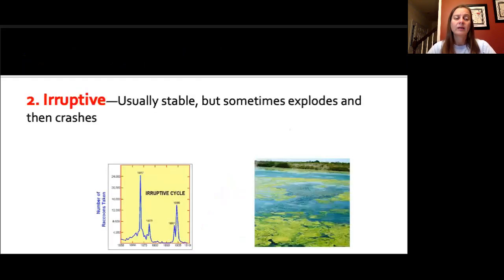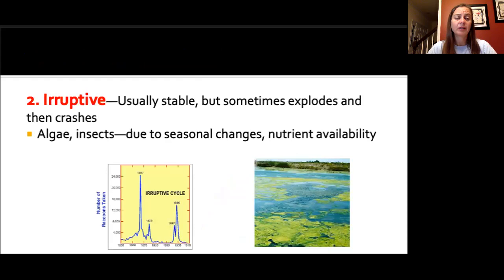On the other hand, we can have what's called an eruptive fluctuation. So this is one where it's normally stable, but it'll sometimes explode and then crash. So algae are a great example of this due to seasonal changes, nutrient availability. Insects also, if you think about spring and fall, we tend to have explosions in our mosquito populations, but then they tend to stay steady the rest of the time.